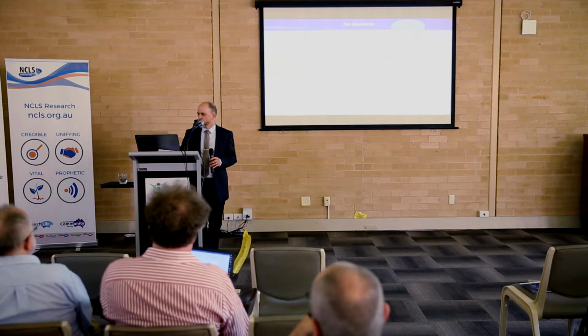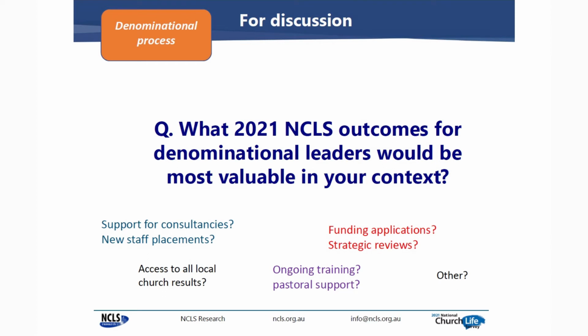So that's important. I want to show you another slide now. These are outcomes that we know denominations have been drawing from our work. And we want to continue to think, how do we do that more intentionally? So how do we support you in looking for how you do the best consultancies for churches? How do you assess new staff placements? We have some denominations where it's mandatory to use NCLS data to do that, because how do you know who to place in a church if you haven't checked out what the culture of this church is? What are its strengths and weaknesses?